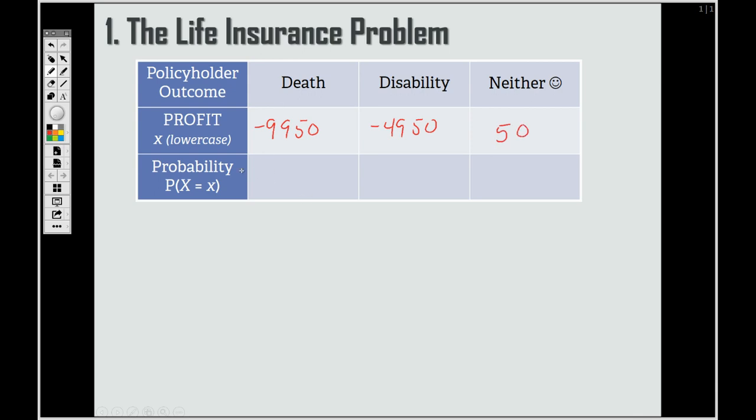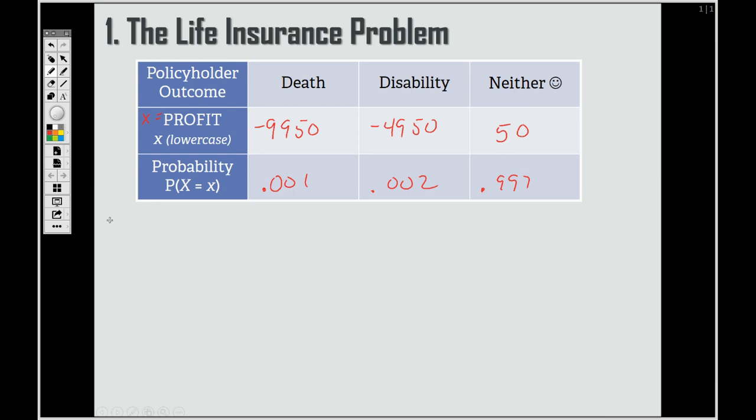Now, the probability of death is 1 in 1,000, they think. 1 divided by 1,000 is 0.001. The probability of disability is 2 in 1,000, 0.002. And then these have to add up to be 100% of the outcomes, either death or disability, or neither must be 0.997. So here is X. X equals profit. Here is the probability that our random variable equals whatever these X's are. So our profit could be negative 9,950, negative 4,950, or $50.